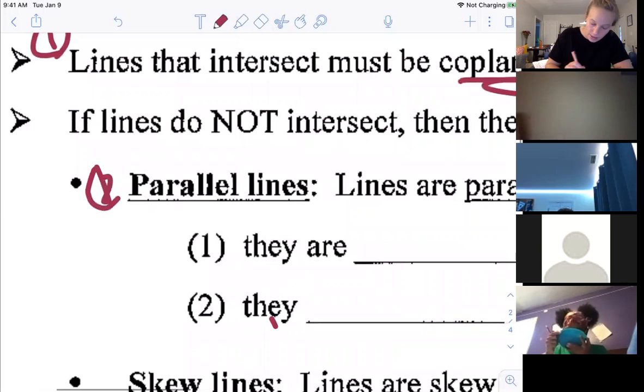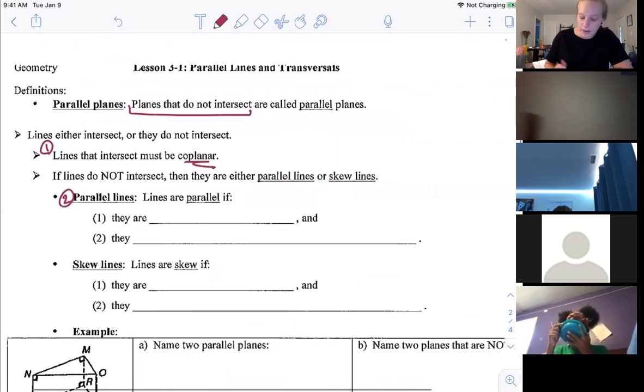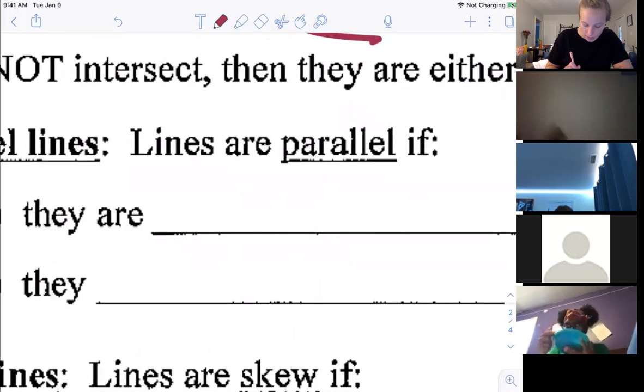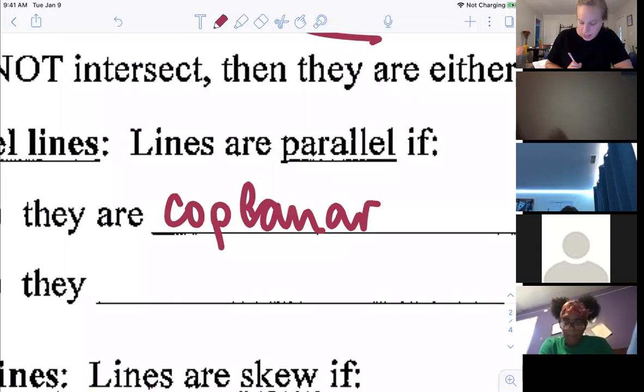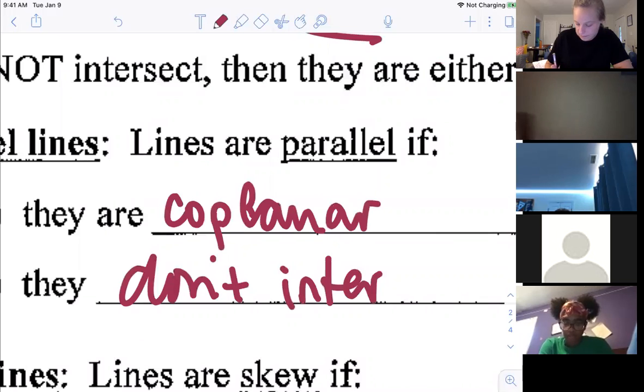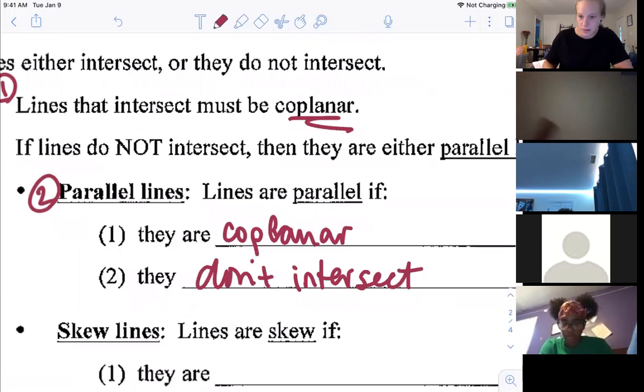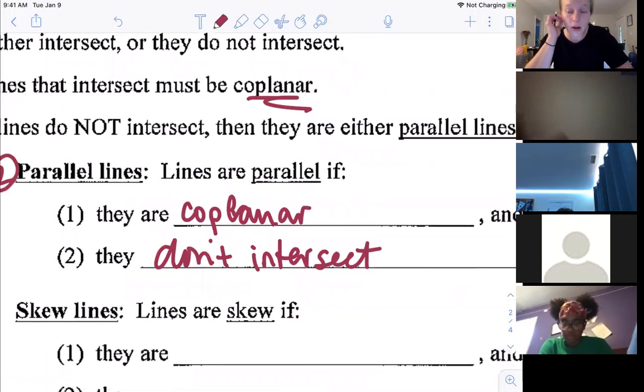Parallel is what I've already mentioned today. Lines are parallel if they are coplanar and they don't intersect. So parallel lines never ever cross, and they have to exist on the same plane.